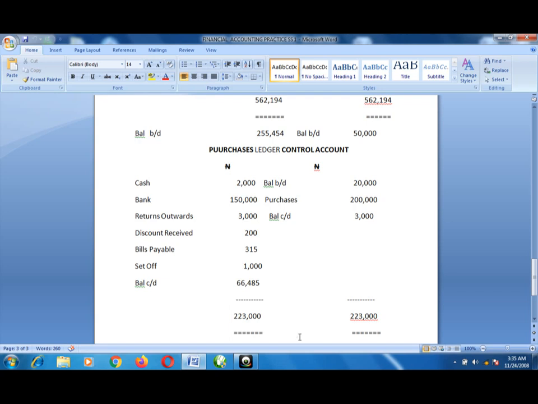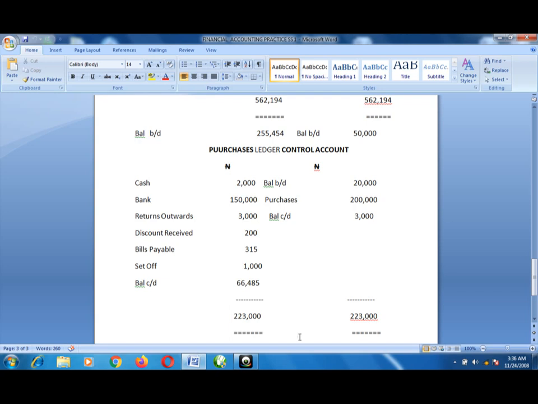Here you have a set-off. If your set-off appears on the sales ledger control account on the credit side, the same amount must appear on both accounts. 1,000 naira set-off on the credit side of the sales ledger control account, and you have the same 1,000 naira must appear on the debit side of the purchase ledger control account as set-off again, and you have a bill payable. You have a bill payable, and you are given the closing balance again.